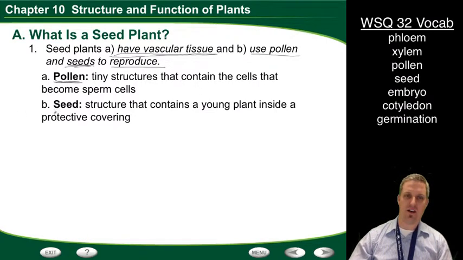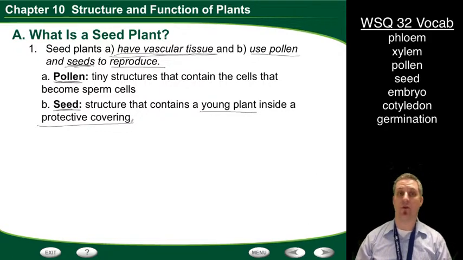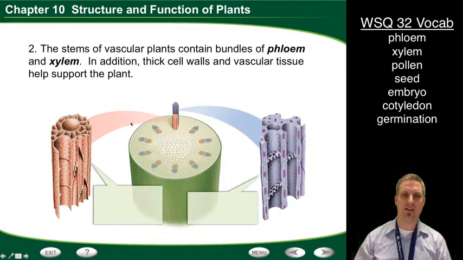The seed is the structure that contains the young plant and a protective covering, and we're going to talk about what seeds are as we progress and what the different parts are. So that's what a seed plant is. It has to have vascular tissue and has to use pollen and seeds to reproduce. And the groups that fit into that are angiosperms and gymnosperms.